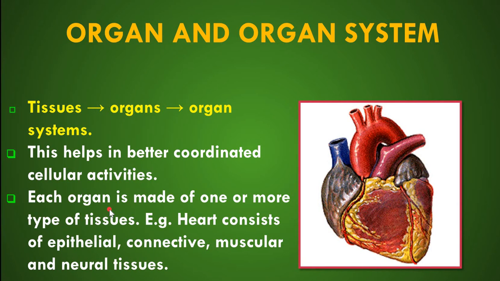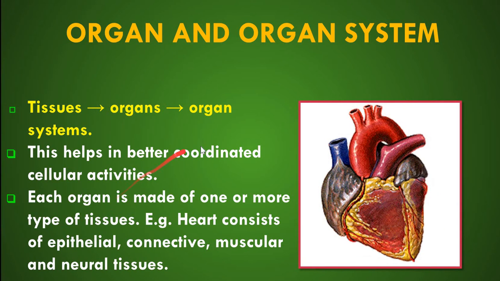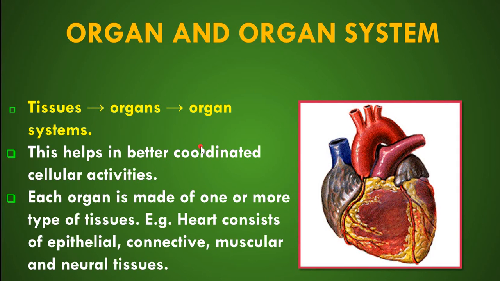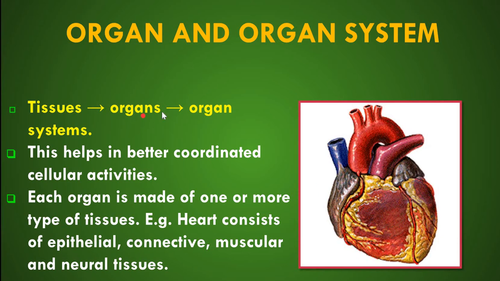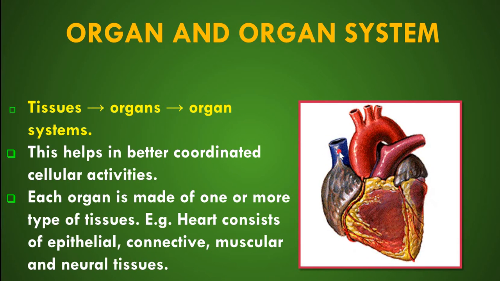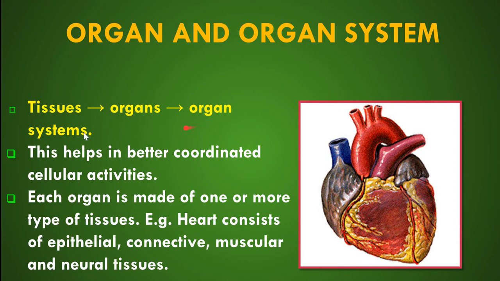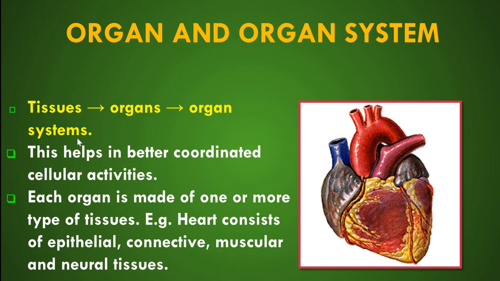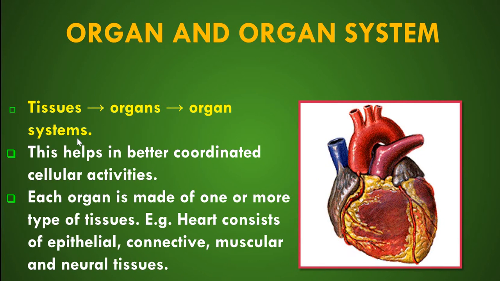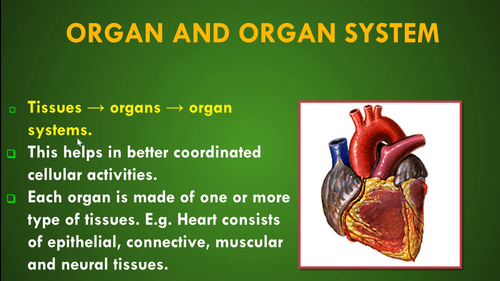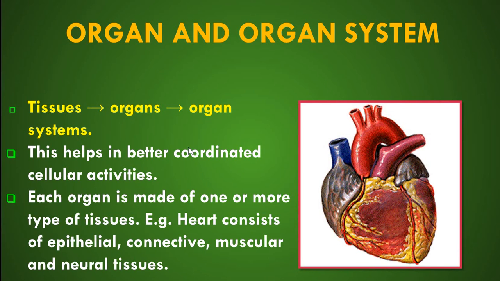Hello students, in the previous video we learned about various tissues. Now these tissues of different types like epithelial, connective, muscular, neural, they join together to make up different organs. For example, a heart or stomach or liver is an organ. Now these organs join together to make organ systems. Organ systems would be systems like circulatory system, excretory system, digestive system. So each organ system is coordinated properly and it performs several functions.